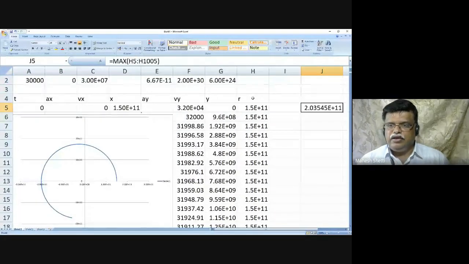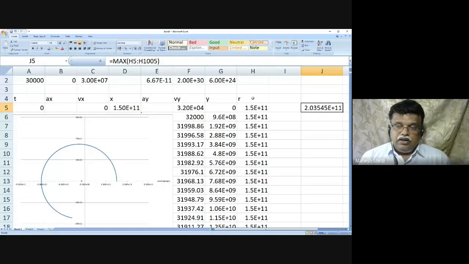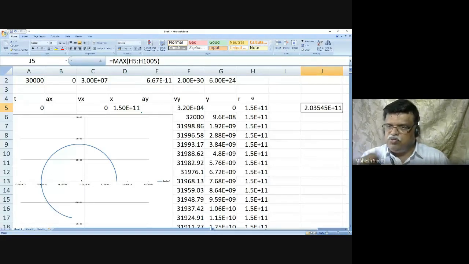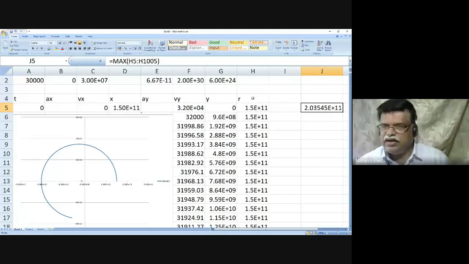So you see the maximum value goes somewhere around 2.03 into 10 raised to 11. This is not going to be precise. This is going to give you some idea. As we have already discussed, this method will have a small amount of errors. So this is not going to be precise up to whatever number of decibels we are saying. We need to bother about where exactly the errors are increasing.